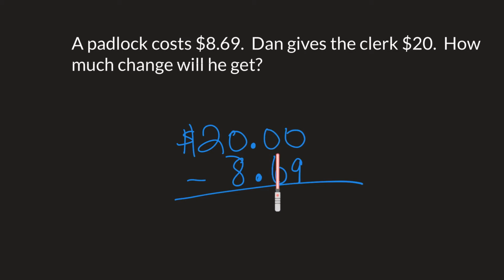But if I go here, my neighbor doesn't have any money either. So he has to go to his neighbor who has no money. We're all broke. So he has to go to his neighbor who finally has some money. Okay, and now we can begin to regroup. Okay, so this 20 is going to become a 10, but we're going to put a 1.